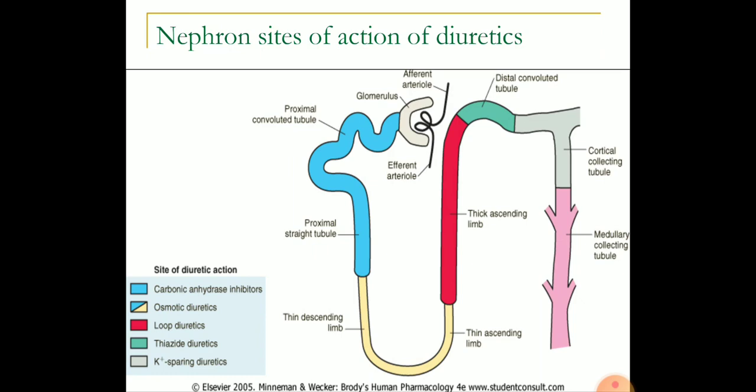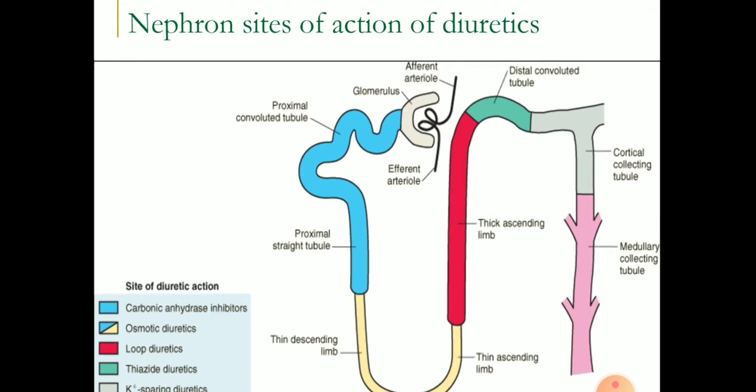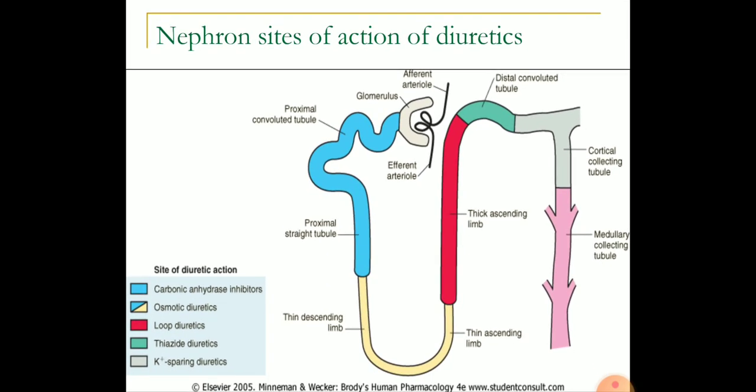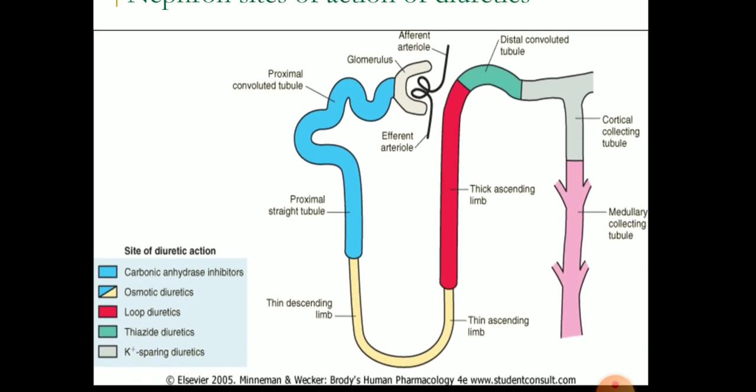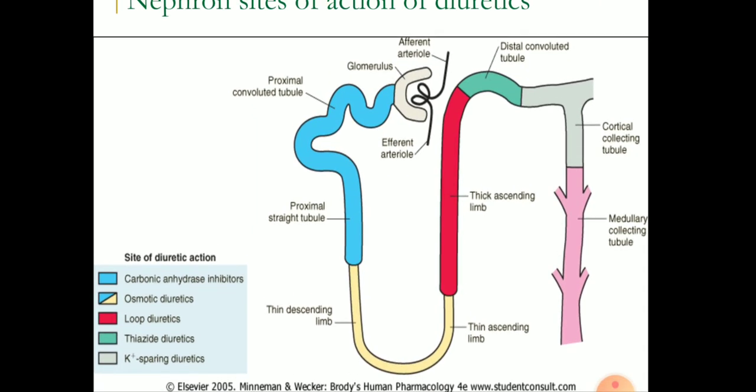Now, these diuretics are basically of different types. So, on the basis of different colors, different sites are being located where this is basically a structure of a nephron, where you can see the different colors, and with the help of different colors the sites are being located where different diuretics are acting.